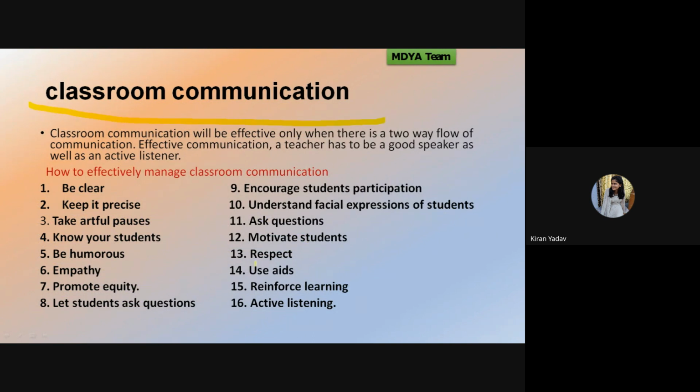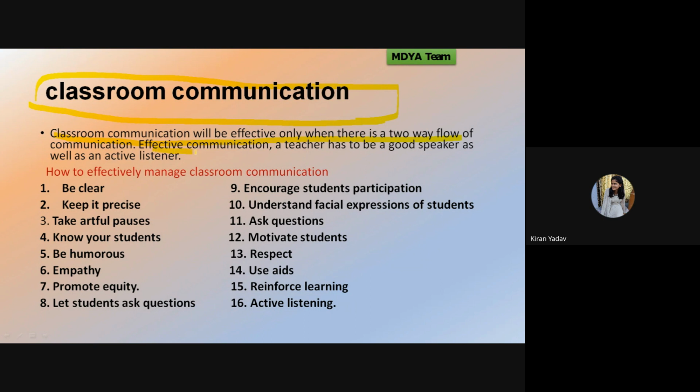Let's just start classroom communication. Classroom communication will be effective only when there is a two-way flow of communication. For example, if there is a teacher who is just explaining, telling and giving information and having no feedback from the students, then the communication will be one way, and that is not effective communication.